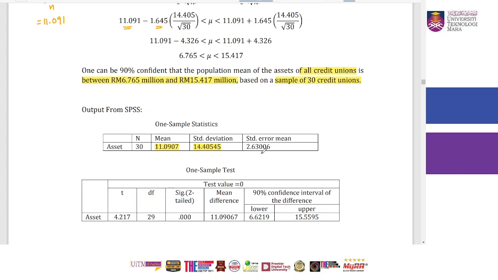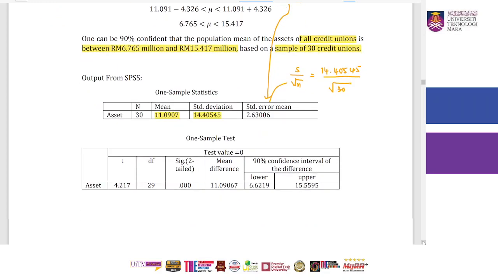And then the standard error of the mean, so standard error of the mean ni yang mana? So, yang ni is actually this part. So, this is actually the S divided by the square root of N. So, this one will be 14.405 divided by the square root of 30. Okay, the standard error of the mean. So if you calculate 14.405 divided by square root of 30, you get 2.63006.